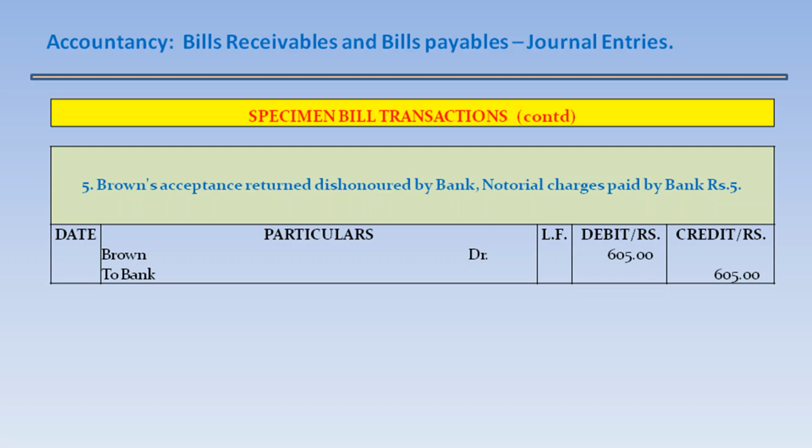5. Brown's acceptance returned dishonored by bank. Notarial charges paid by bank Rs 5. Brown debtor 605, to bank 605 rupees.